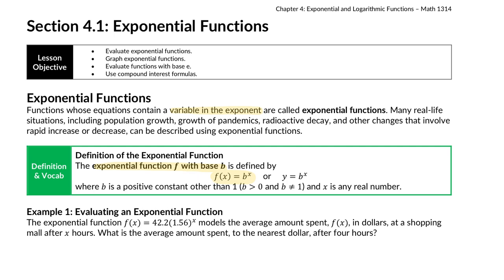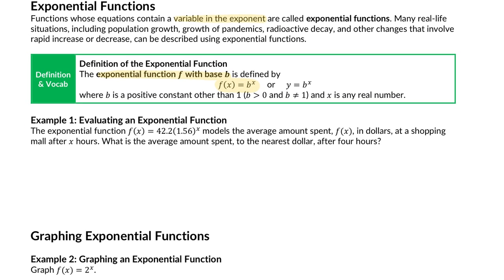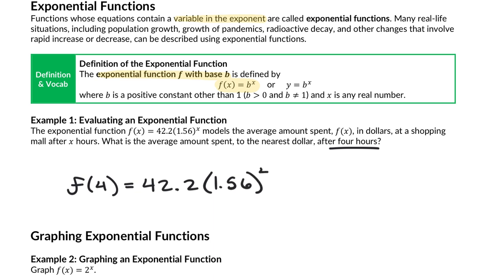So first things first, let's make sure we know how to evaluate an exponential function. The exponential function f of x equals 42.2 times 1.56 raised to the x models the average amount spent, f of x, in dollars at a shopping mall after x hours. What is the average amount spent to the nearest dollar after 4 hours? Since they wanted us to evaluate 4 hours from the start of this study, I'm simply trying to find f of 4. So really all I'm doing is plugging 4 into the exponential function itself: 1.56 raised to the 4th power.